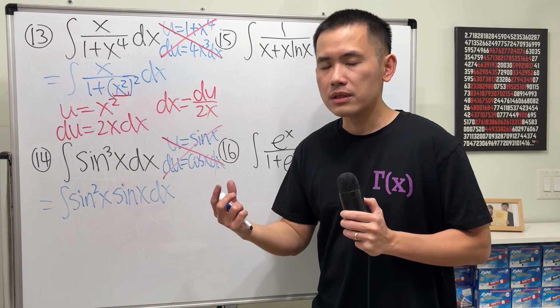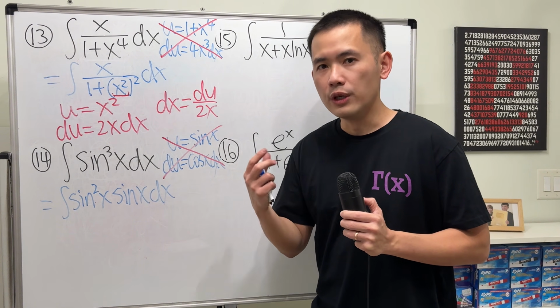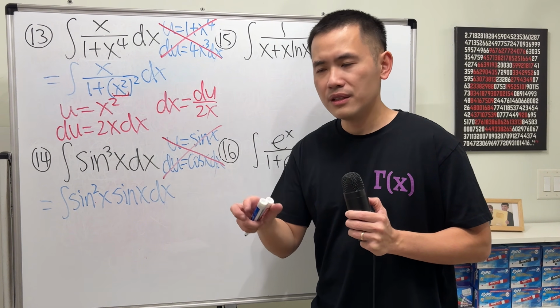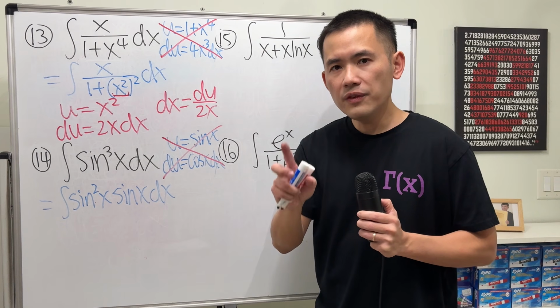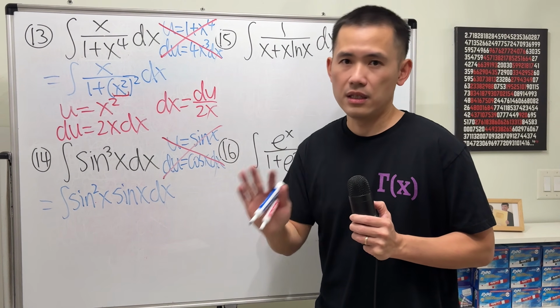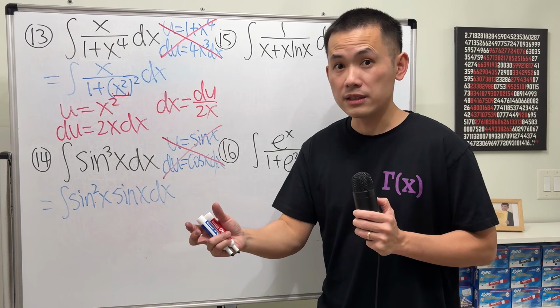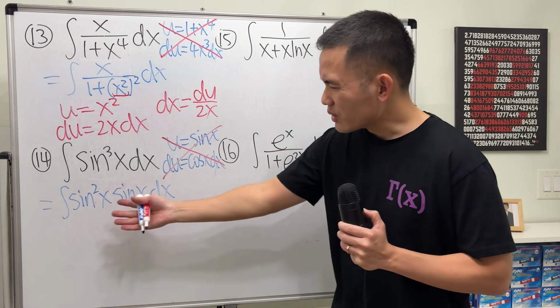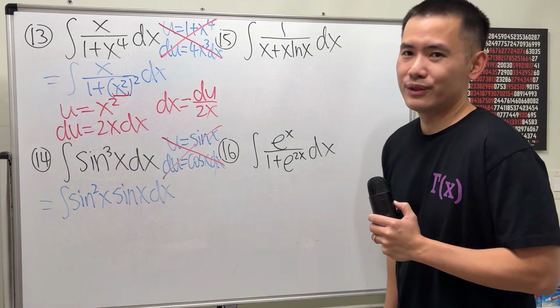But you have to think about the derivative of what function will give you sine x. The answer is cosine x. Even though the derivative of cosine x is negative sine x, the negative, again, doesn't matter. It's just a negative one constant multiple. I don't see any cosine x here, so what do we do?